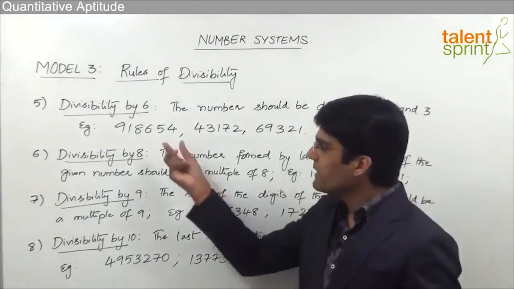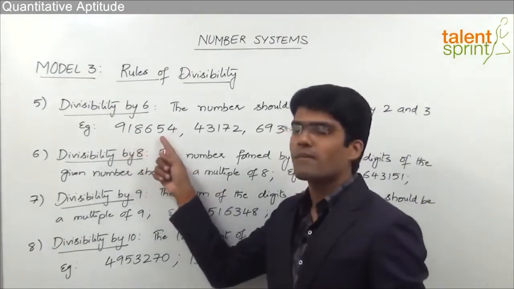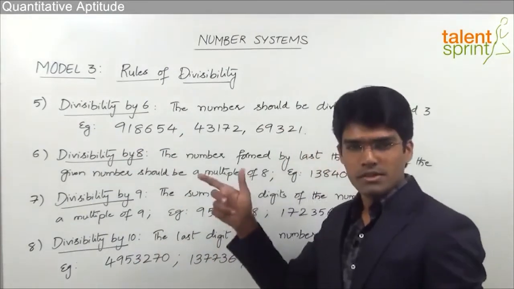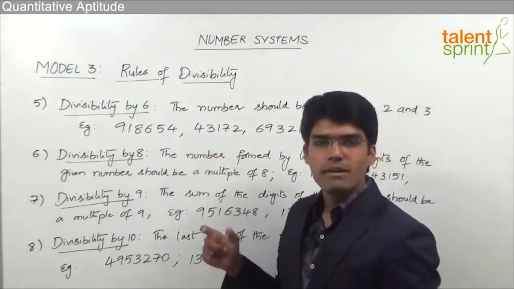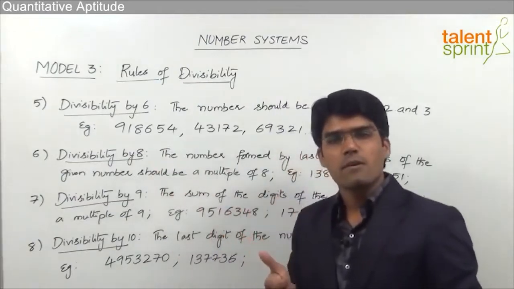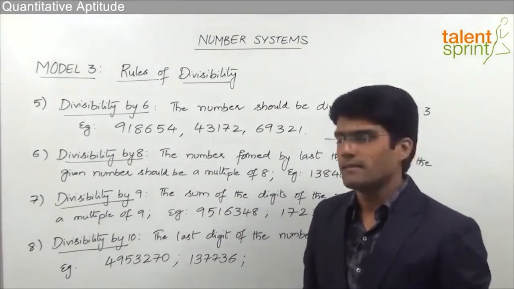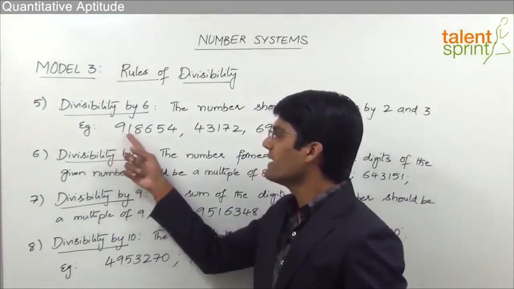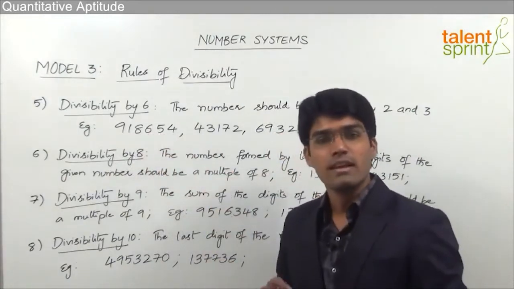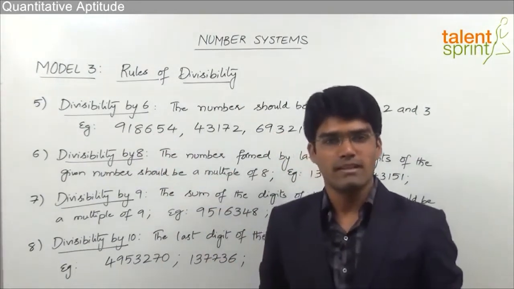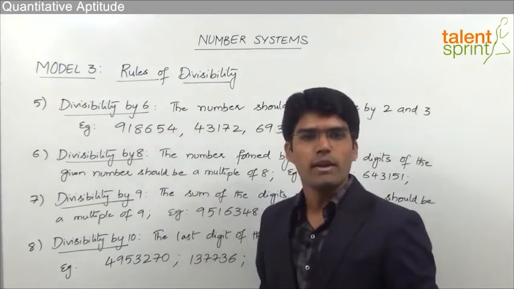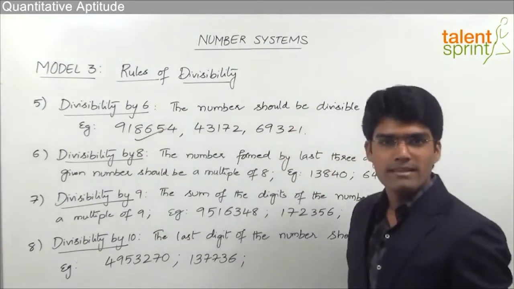For example, if you look at the first one here, 918654, this number is divisible by 2 because the last digit here is even, or the number here is an even number. So it is divisible by 2. Let us now check the divisibility of this number by 3. Now we know that divisibility for 3 is that the sum of the digits has to be a multiple of 3. So the sum of the digits here: 9 plus 1 is 10, 10 and 8 is 18, plus 6 is 24, plus 5 is 29, plus 4 is 33. So this number 33 is a multiple of 3. Hence the given number here is divisible by 3 also. So as it is divisible by both 2 and 3, we can say that this number is divisible by 6.